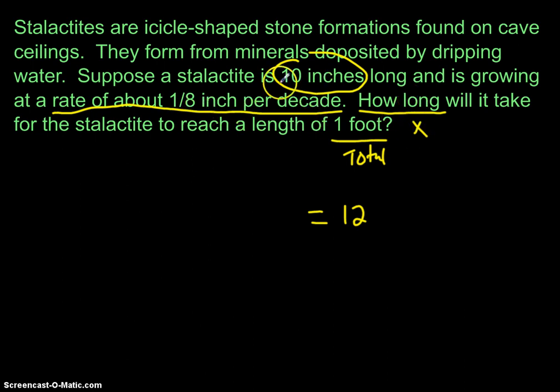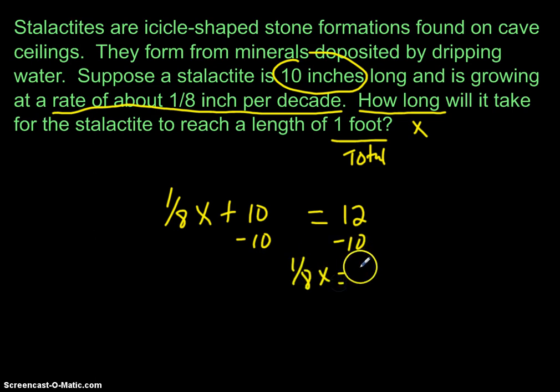1/8 inch per decade. X will be how long? So 1/8 inch and X go together. 1/8 X. Now X has to be decades because it's per decade. Our starting point is 10. That's what we're starting with. Now we've got an equation we can solve. Subtract 10, subtract 10. I've got 1/8 X equals 2. Multiply by the multiplicative inverse or the reciprocal, 8/1. That cancels out. I got X is equal to 16.